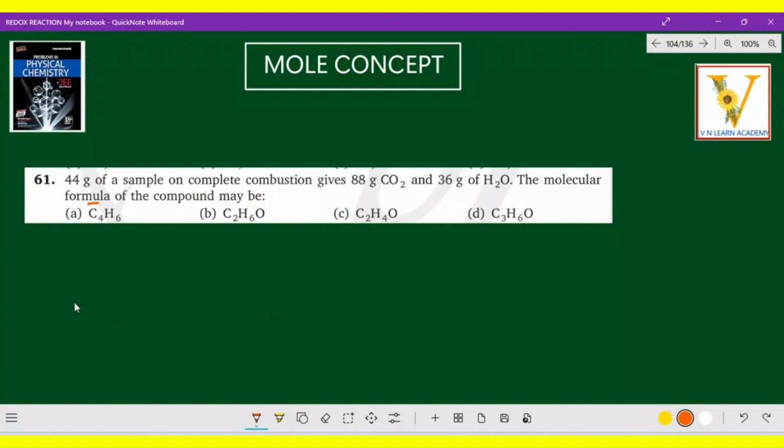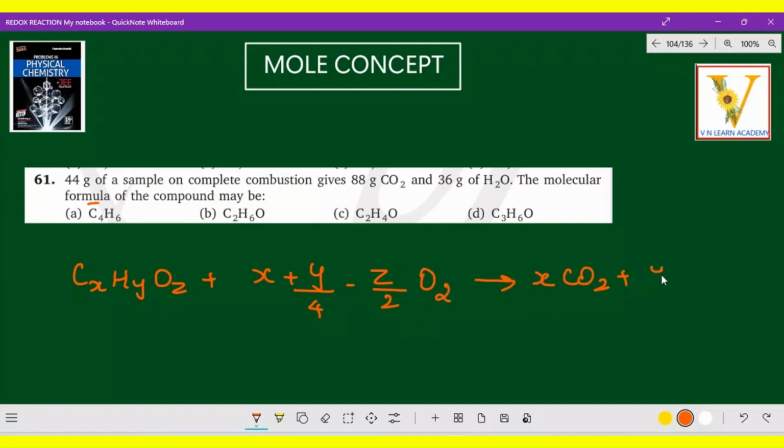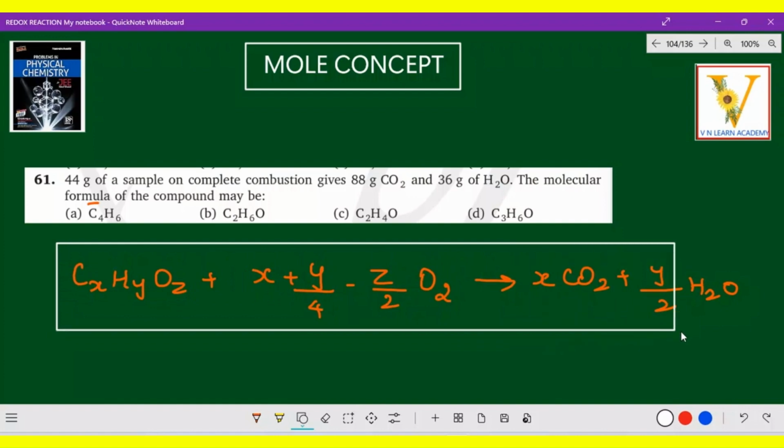Now the first one, what we have to identify is the formula of a hydrocarbon which is having 44 gram. Here I just mention CxHyOz plus (x + y/4 - z/2) O2 gives x CO2 plus y/2 H2O. So this is actually a simple formula to identify the answer, right?